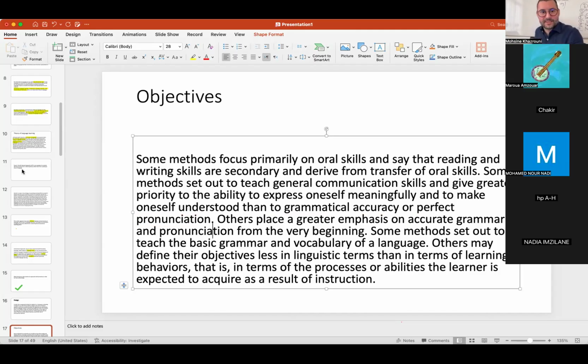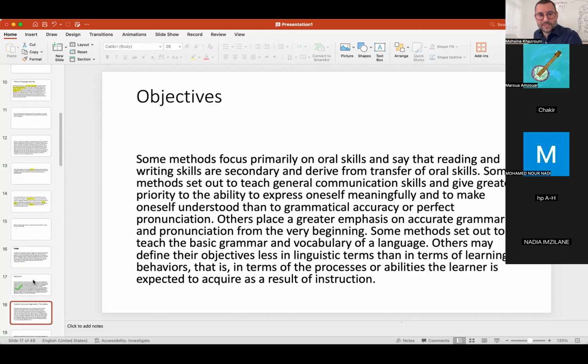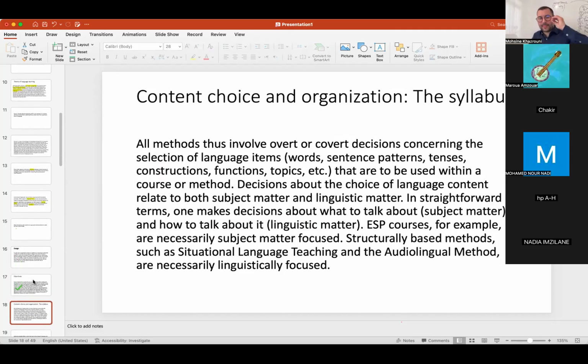Okay, next. Objectives, and then number 2? Syllabus. Content. Very good. Well done. Number 2 is syllabus. In other words, as I said, content choice and organization. There is another word, sequencing.